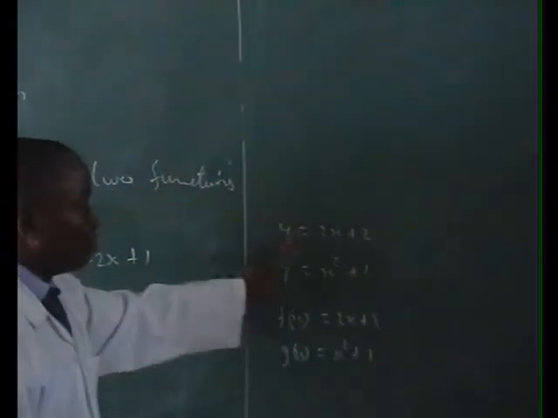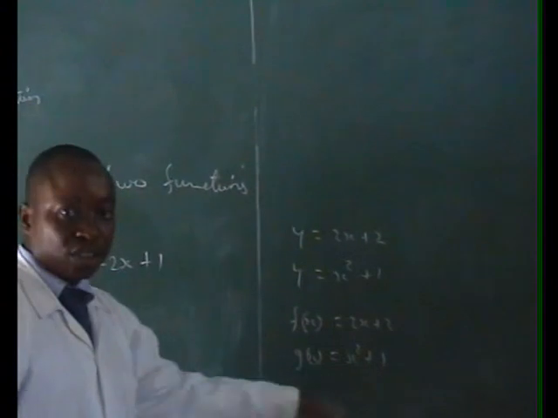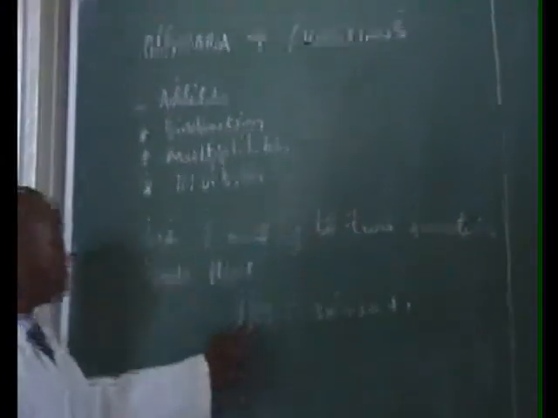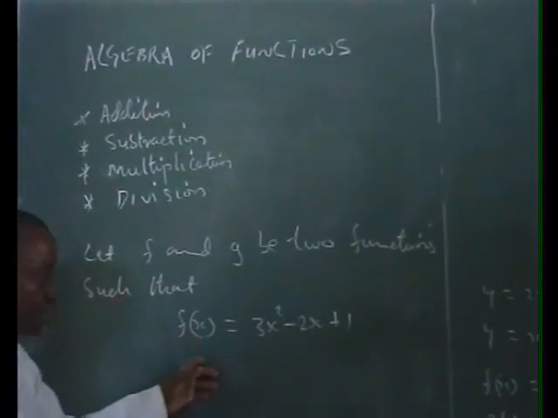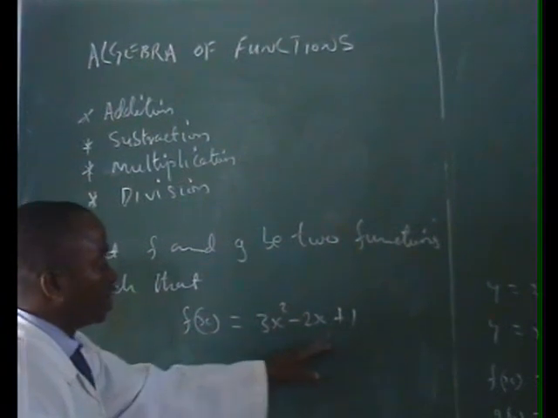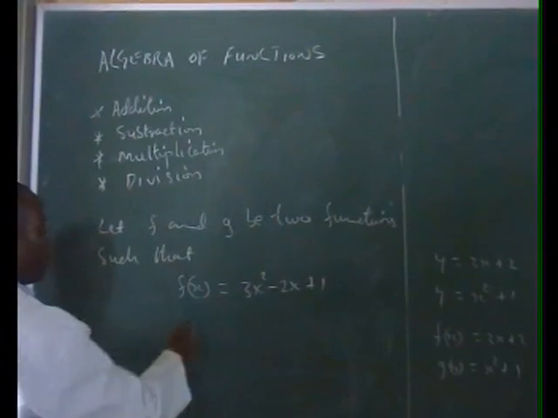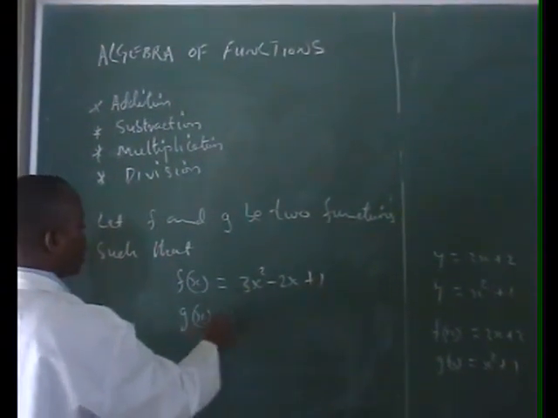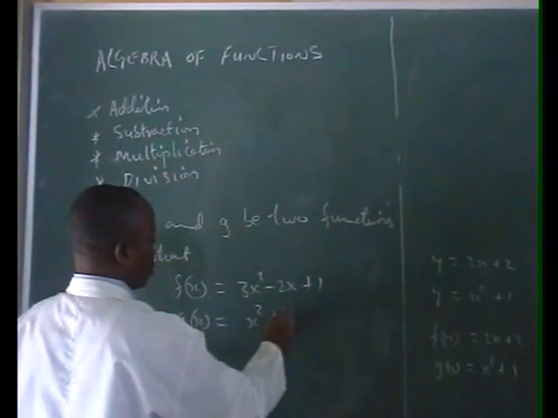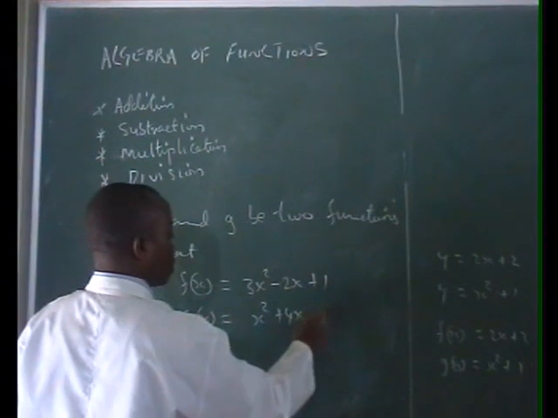To separate these two functions, to show that they are different functions, I call one f and I call this g. That is what we are doing. So, such that f of x is equal to 3x squared minus 2x plus 1. So this is a rule we should know. Now we also have that g of x is equal to x squared plus 4x plus 5.